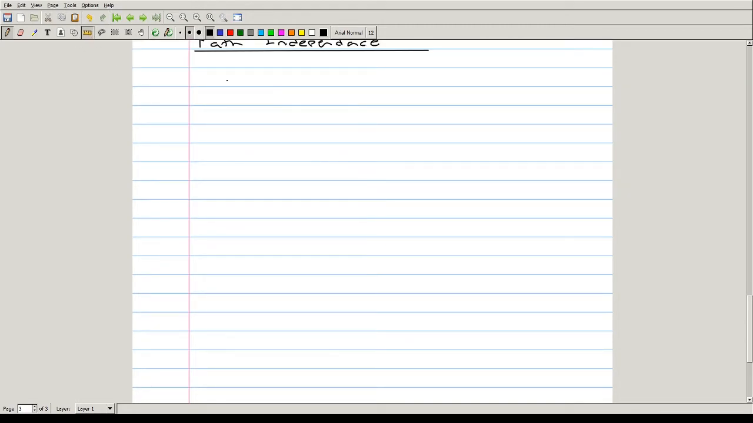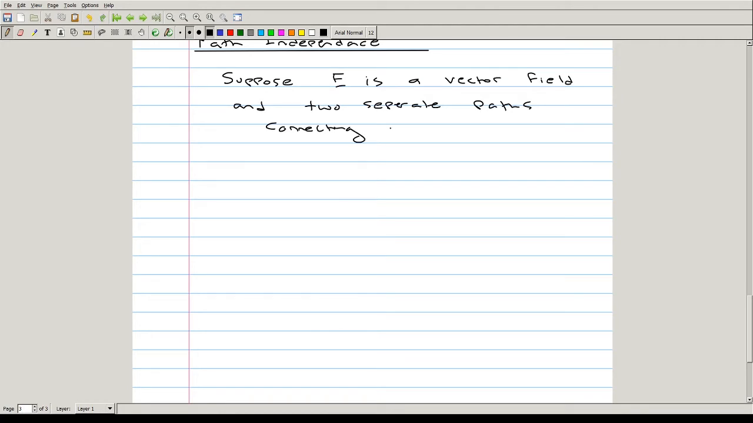So suppose we have a vector field F, and two separate paths connecting points R and Q. The picture here looks like you have R, you have Q, you'll have some path C1, call it, and some path C2.